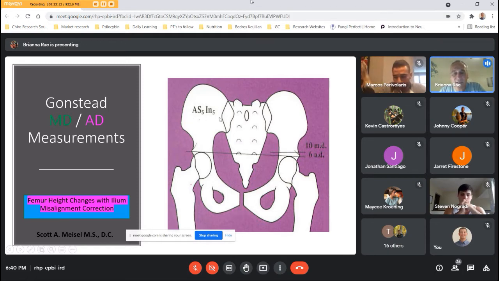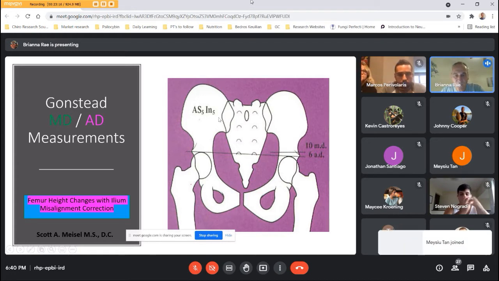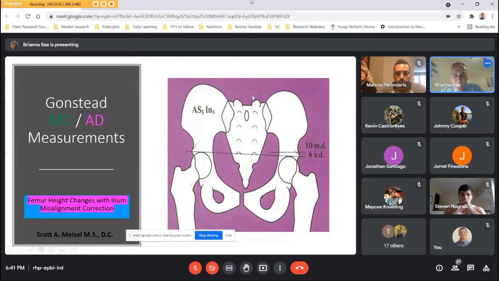Why? Because 85% of the time, Gonstead felt that if there was an ilium problem, it would be on the side of L5 body rotation. That's a good clinical gem, right? That doesn't mean every time, but the high majority of the time, if there's an ilium issue, it's going to be on the side of L5 body rotation. So that's why you list it.